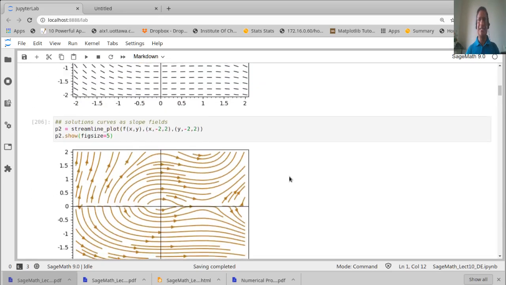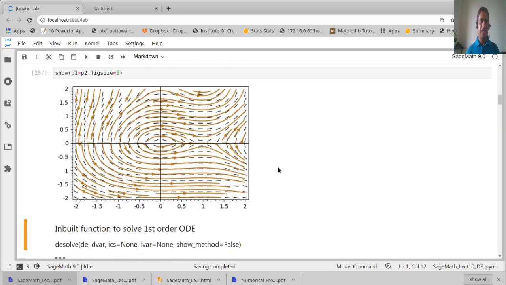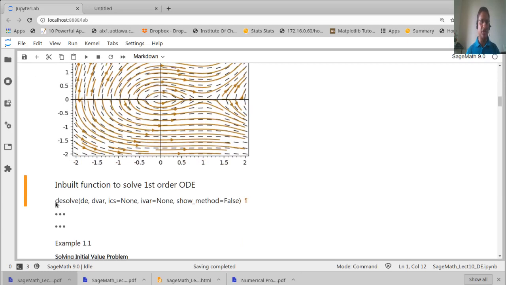So as I said in the beginning, Sage provides a function called DE_solve, using which you can solve first order, second order ordinary differential equations, both including initial value problems. Okay, so let us look at how we can do this. The general syntax for using DE_solve is this: you mention DE_solve in the bracket, mention the differential equation DE, and then this D variable is the dependent variable, ICS stands for initial conditions, IVAR is the independent variable, and you can also ask it to show the method that it has used.